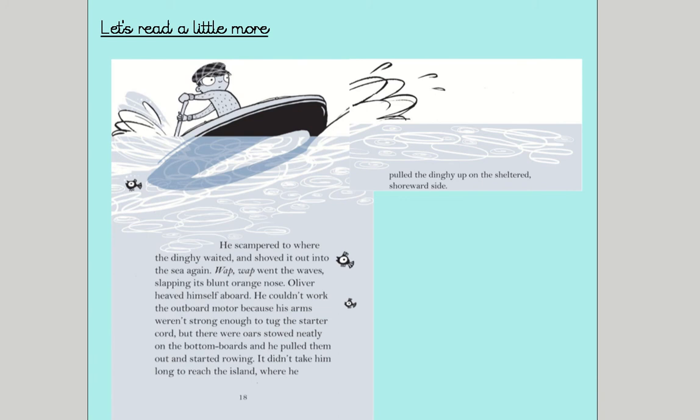He scampered to where the dinghy waited and shoved it out into the sea again. Whoop, whoop went the waves, slapping its blunt orange nose. Oliver heaved himself aboard. He couldn't work the outboard motor because his arms weren't strong enough to tug the starter cord, but there were oars stowed neatly on the bottom boards, and he pulled them out and started rowing. It didn't take him long to reach the island, where he pulled the dinghy up on the sheltered shoreward side.